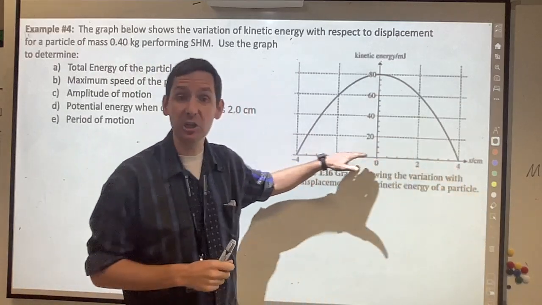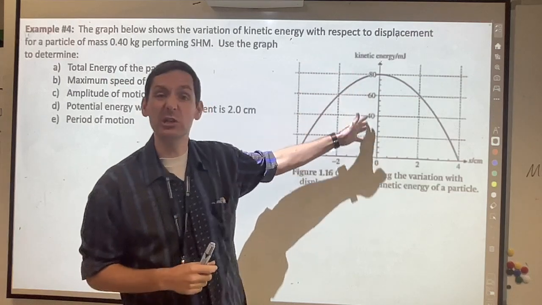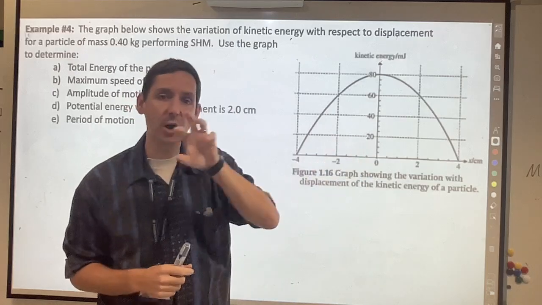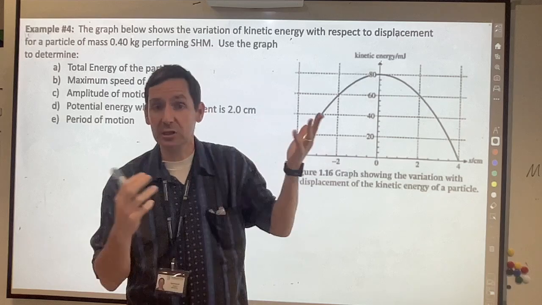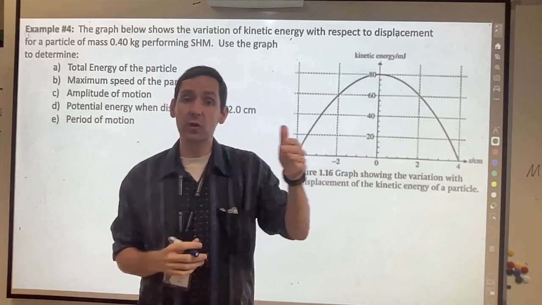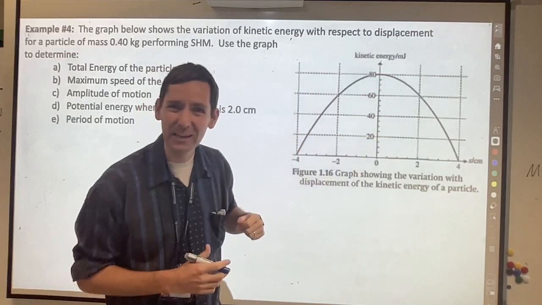Now remember, we talked about this in our class, that we have this idea of being able to put the position on the x-axis and then the kinetic energy, or the energy in general, on the y-axis. The reason why is because we have an object that's going back and forth, whether sideways or up and down, but it's going through the same positions over and over again, and at each of those positions, it has a certain amount of energy.